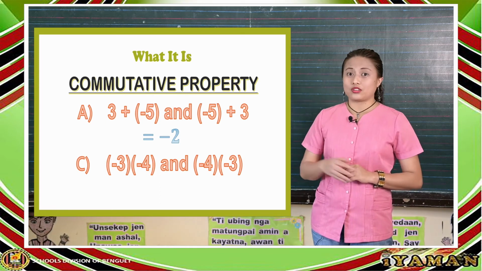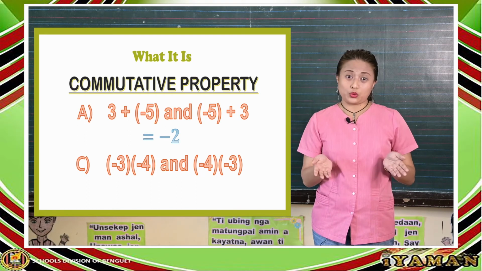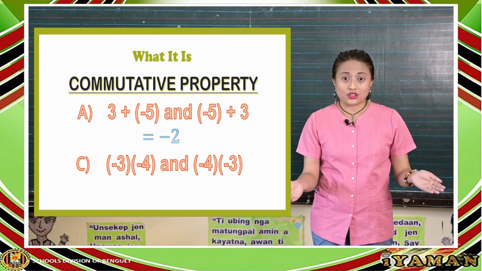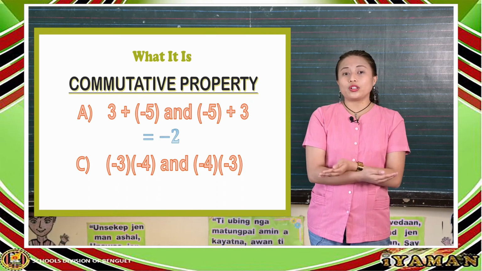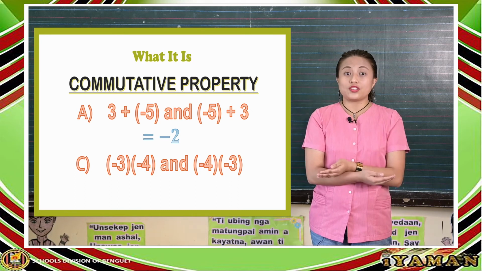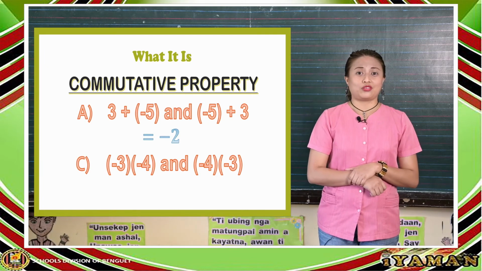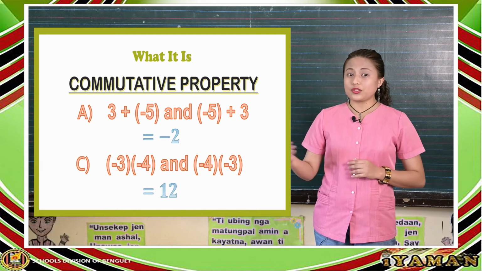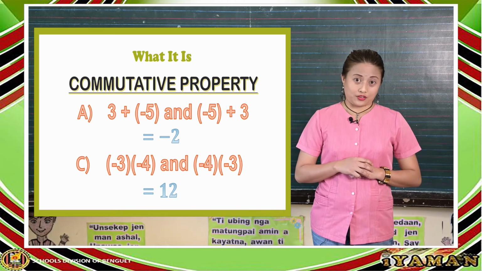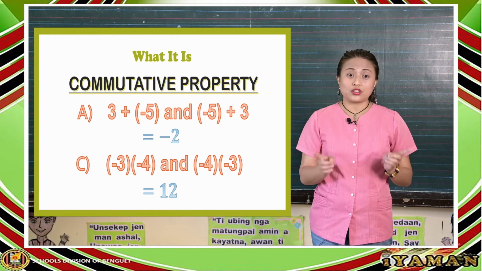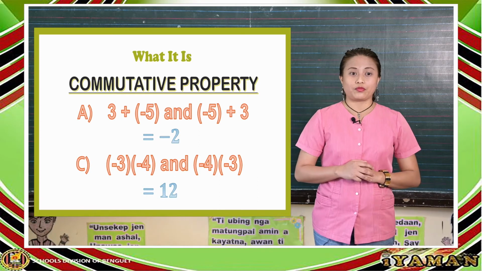Look at their answers. In letter A, 3 plus negative 5 is equal to negative 2. If you interchange negative 5 and 3 and add them again, then you're going to find that they have the same answer, still negative 2. If you didn't, better review your solution. The same is true with letter C, where you multiply negative 3 and negative 4. Even if you interchange them, you will still get the same answer, which is positive 12.